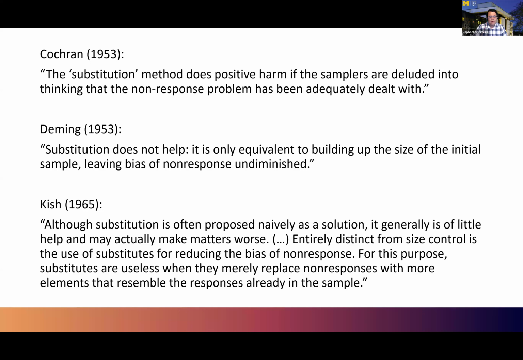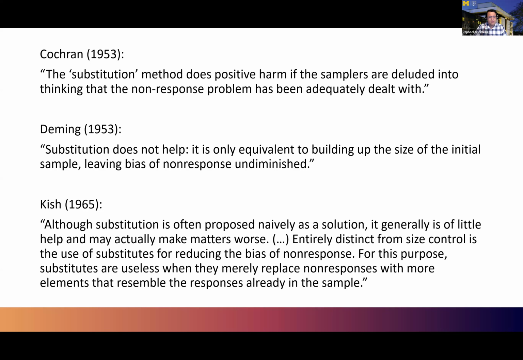So yeah, I've done that in my dissertation research, and that's essentially the conclusion. Random substitution is not really tackling non-response bias, and that's why I generally suggest for people using substitution to try, as much as they can, to use a matching substitution.